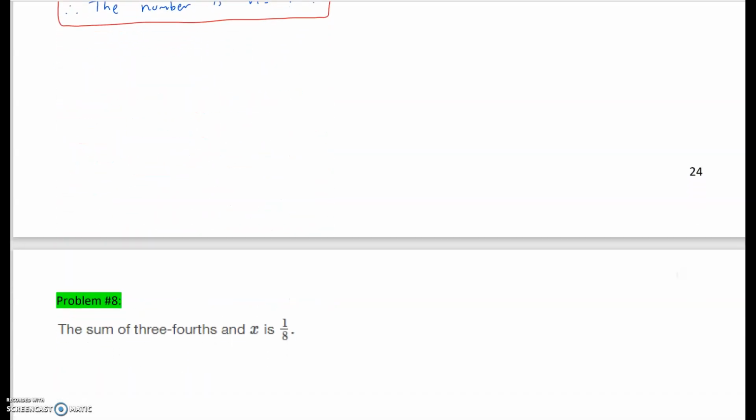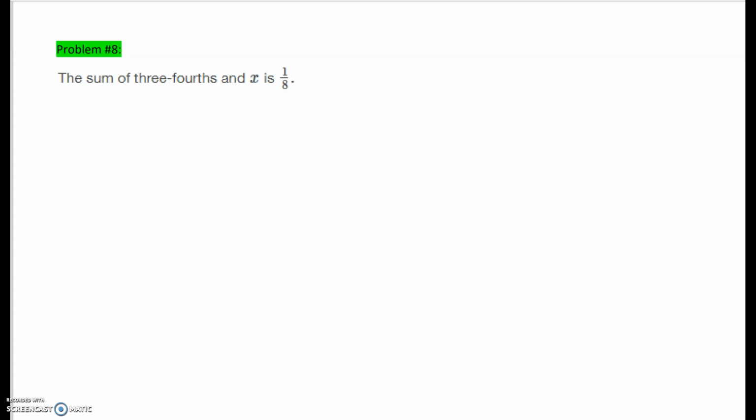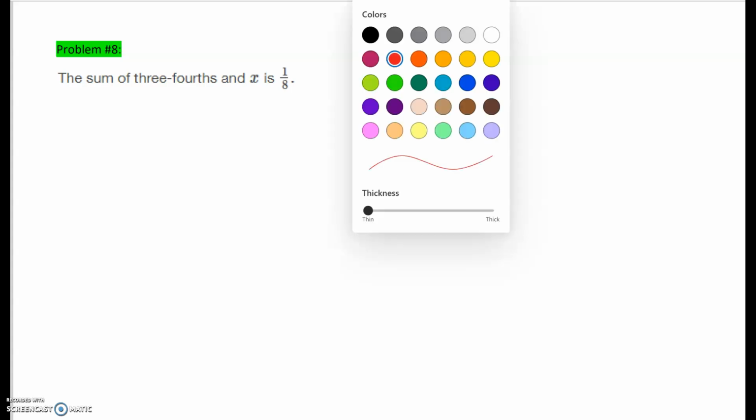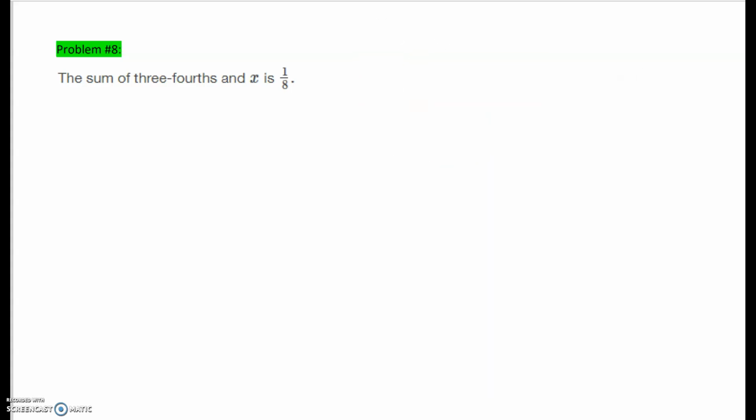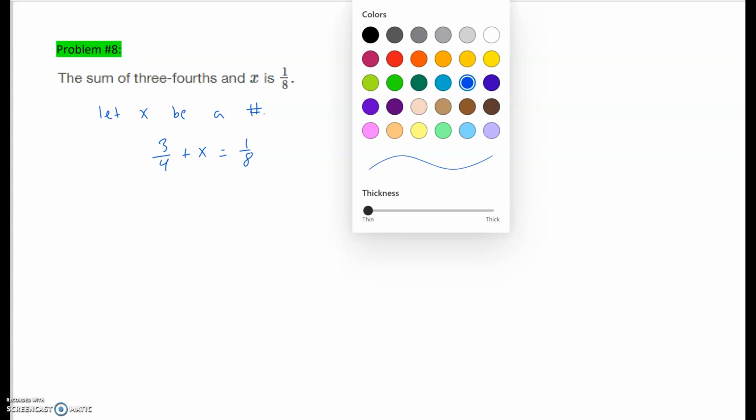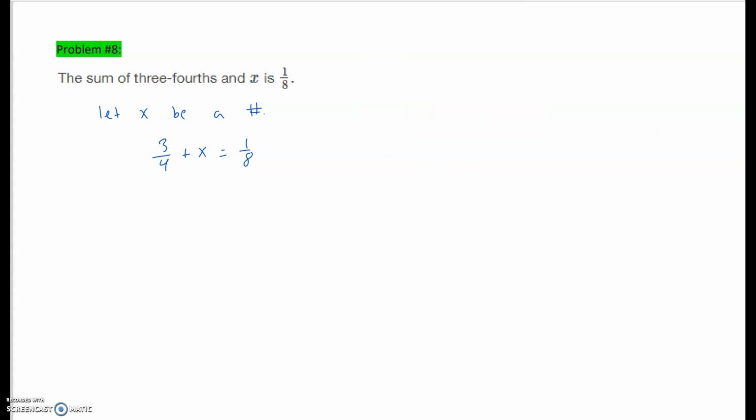Let's move on to 8. And in this case, very similar problem. I'll just say let x be a number. And then the sum of 3/4 and x, so 3/4 comes first in the sentence, is equal to 1/8. So here we could multiply by the LCD. Let me just we'll do the addition, or in this case, subtract the 3/4.